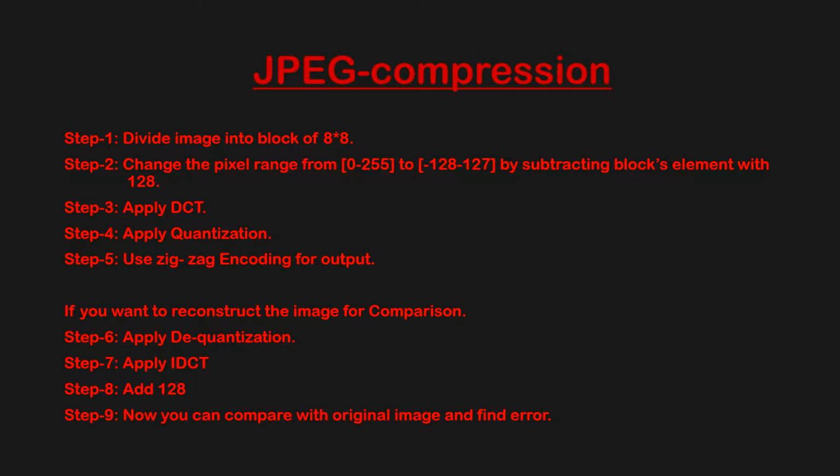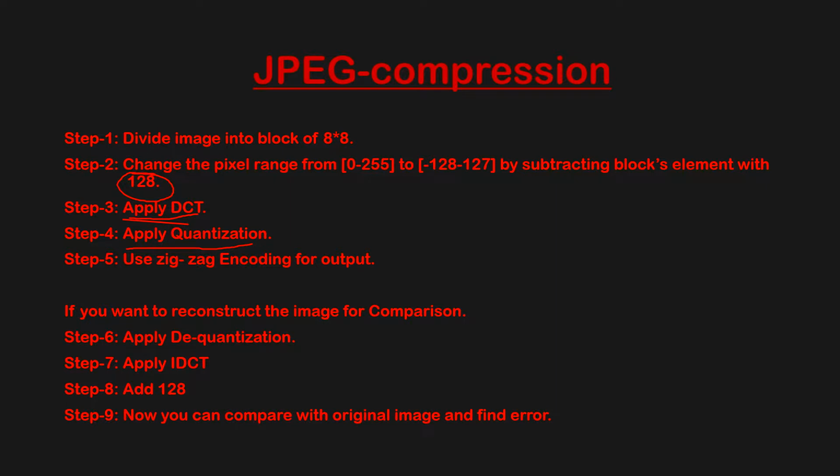Each element of the block will be called a pixel. Then we change the range of the pixel values. The range will be from 0 to 255, and we change it to from minus 128 to 127. This can be done by subtracting 128 from the pixel value, and then we apply DCT on the subtracted values. After that we have a quantization matrix, which will be given in the question itself.